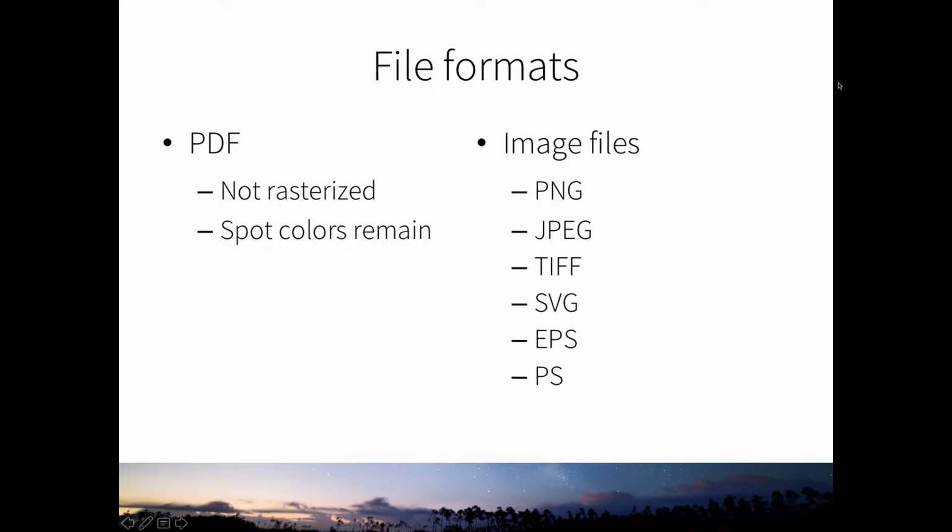So what file formats can we use other than the HTML templates? We can use PDFs. The good thing about using PDFs is that the content remains the same as when you made the PDF. So if you have vector images or vector lines in your PDF, they will stay vector. And if you have spot colors in there, they will stay spot colors. So nothing gets rasterized. It doesn't just become a little image. It stays the same content it was in the PDF. And we can place a lot of different image file formats: PNG, JPEG, TIFF, SVG, EPS, PostScript, and these all work fine.